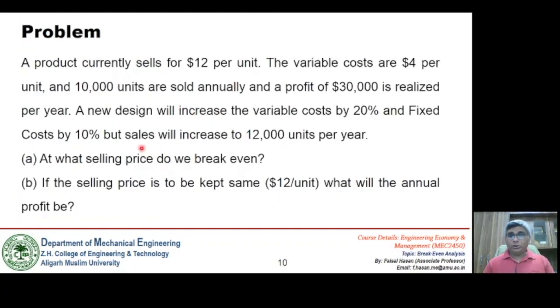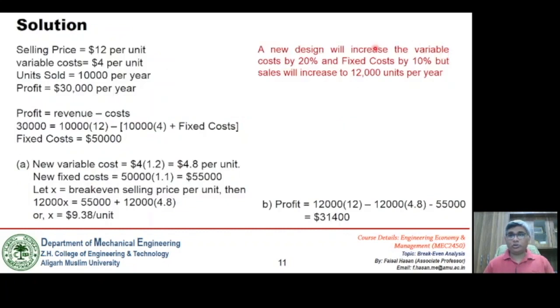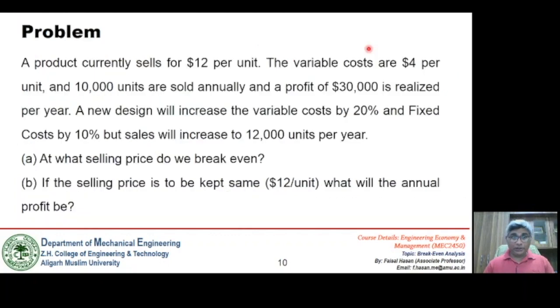Again, a new design will increase the variable cost by 20% and fixed cost by 10%, but the sales will increase to 12,000 units per year. I have written this information on the solution slide. This is the information regarding the new design. Whatever is given in the question is being replicated here.